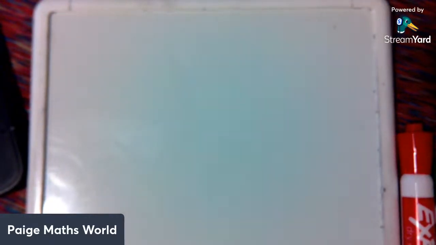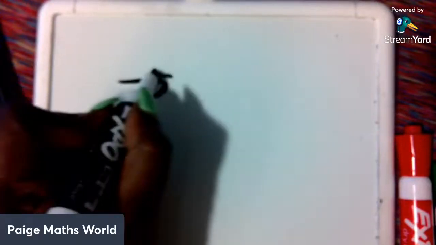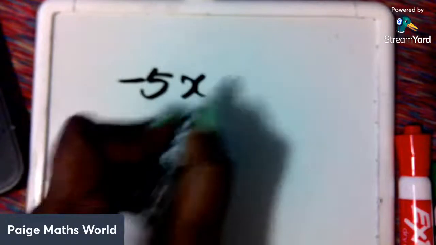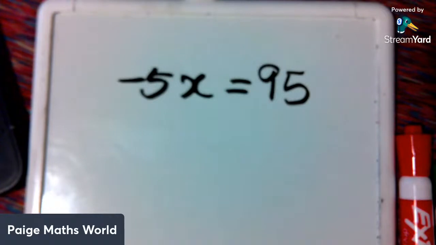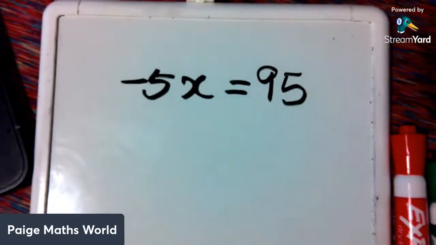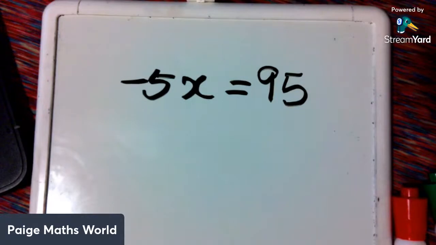All right, so tonight we're going to look at the homework to see what you guys did. All right, so the first one that we got was negative 5x, and that's equal to 95. So the first thing that we'll do here is what? We have to do what? Raymond, since you didn't do the homework, what do we do? Remember, we need x by itself. So what do we do?